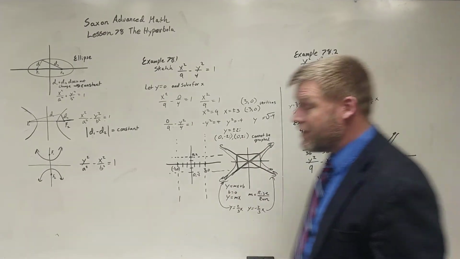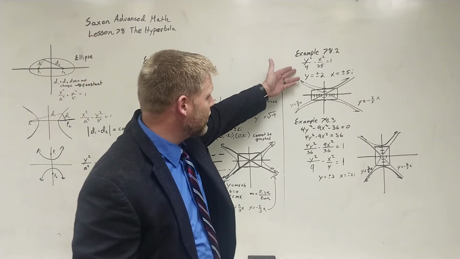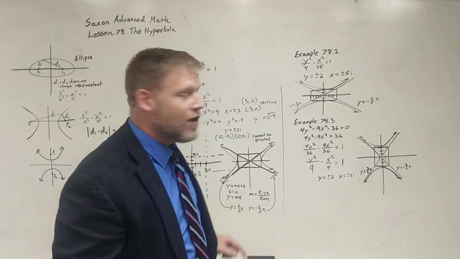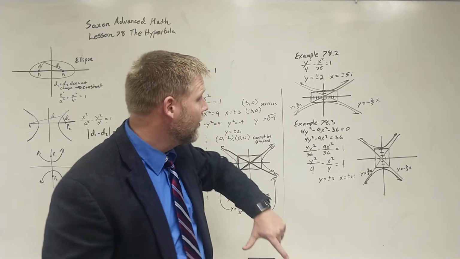Let's look at example 78.2, and we'll put this together with this one. Here they gave it to us, and they said y squared over 4 minus x squared over 25. Oh wait, there's my negative x. Therefore, I know it's going to be opening both vertically, up and down. That's how I know that.